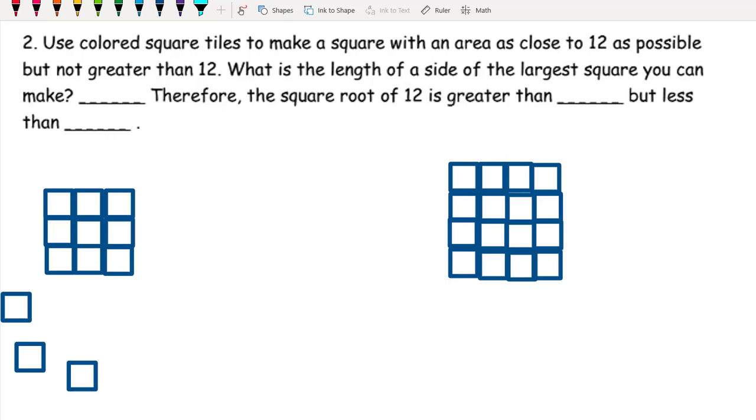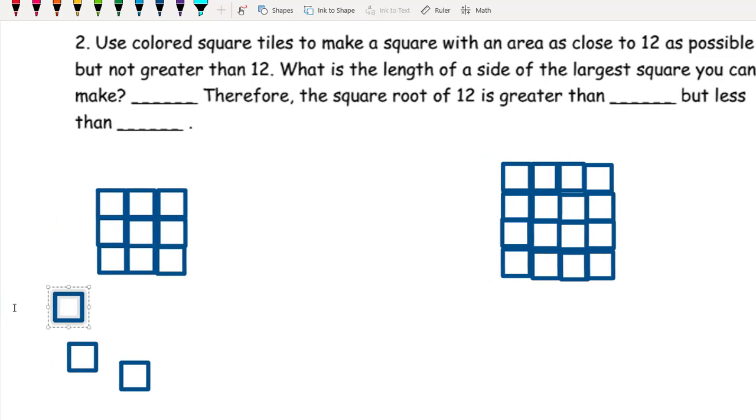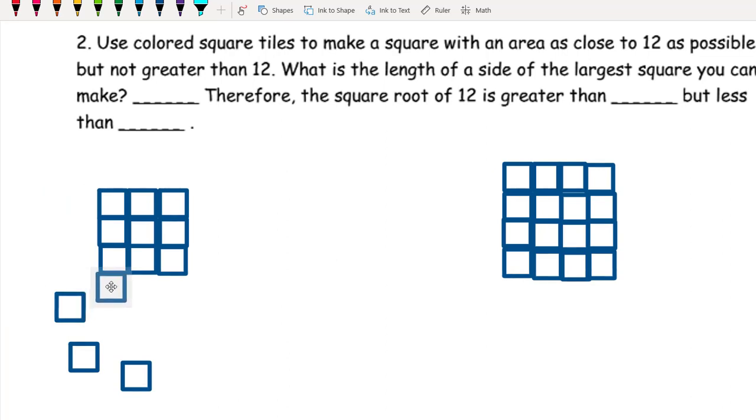So then we'll look at the second question, which says use those same colored square tiles to make a square with an area as close to 12 as possible, but not greater than 12. All right, so look in here. I have 1, 2, 3, 4, 5, 6, 7, 8, 9. And if I add this square, here's 10, 11, maybe 12, but there's a problem now.